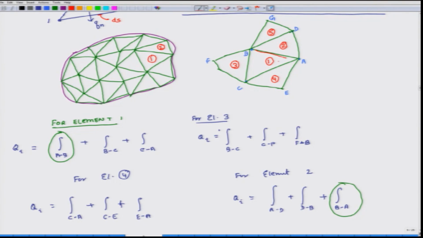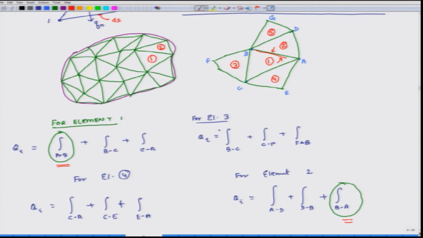For element 1, the flux will be happening in this direction, outwards. For element 2, the flux will be happening in this direction, okay, again outwards. So, as a consequence, when I do the assembly, these two terms will add up and their total will be 0, okay.